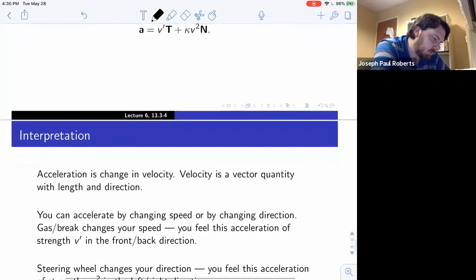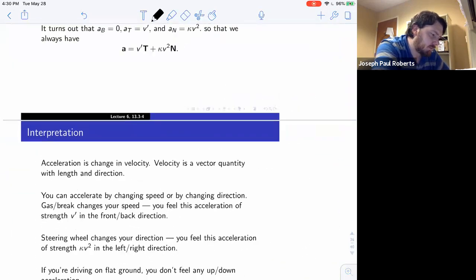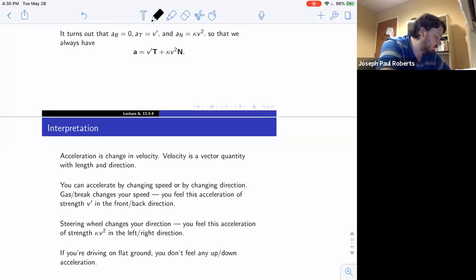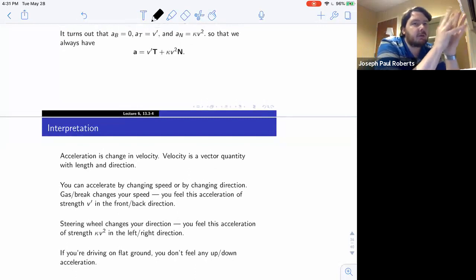And I think this is neat, so let's zoom out a little bit so you can see here. This really explains the forces that you feel when you're driving in your car. So, okay, you've learned in physics class that acceleration is change in velocity. So what's velocity? Velocity is a vector. What is a vector? A vector has speed and direction.